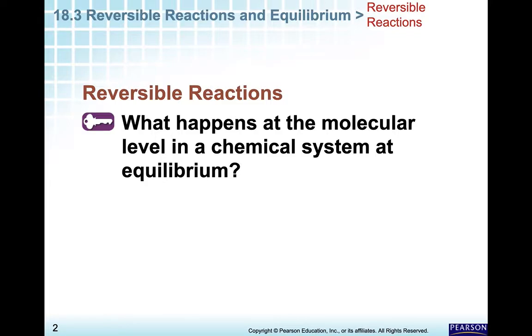So what's happening on the molecular level? What's happening to the atoms? If we think about that chemical reaction, we've got our reactants that collide with each other, and in doing so, if they have enough energy and collided in the right orientation, they form products. But is there anything that prevents them from going in the reverse direction? Is there any reason they can't collide again and form the reactants?